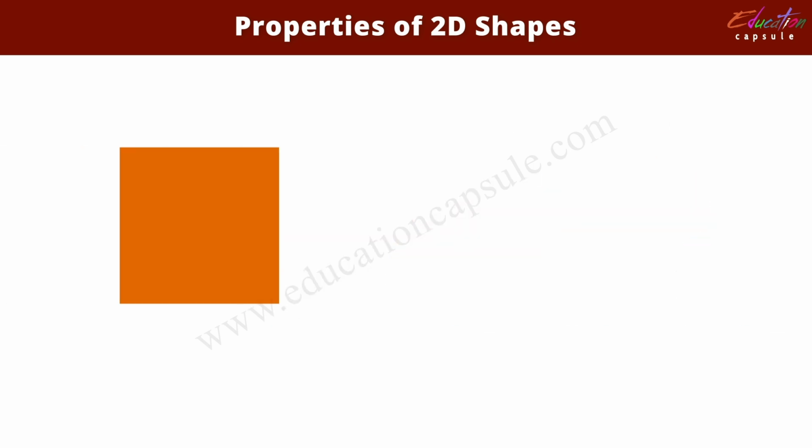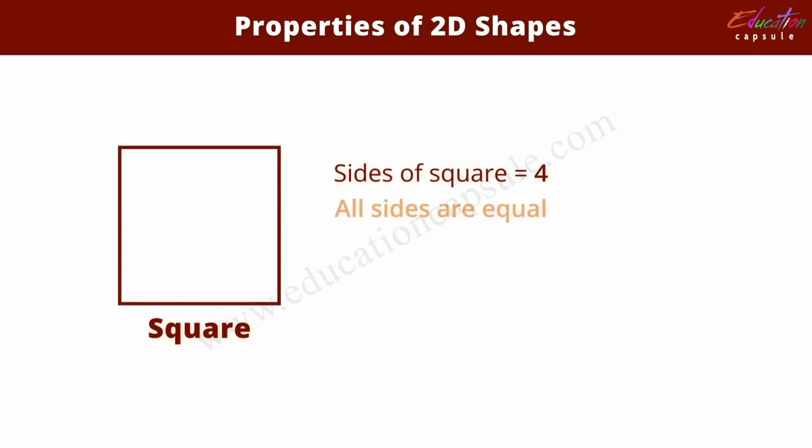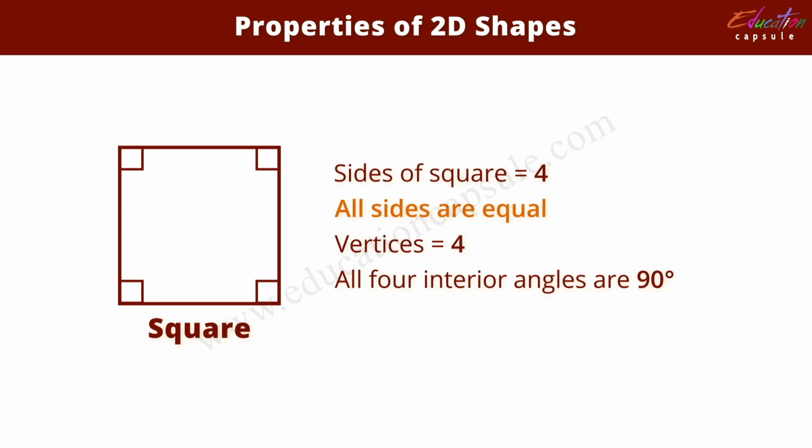First one is a square. There are 4 sides which are all equal in a square. There are 4 vertices and all 4 interior angles are 90 degrees.